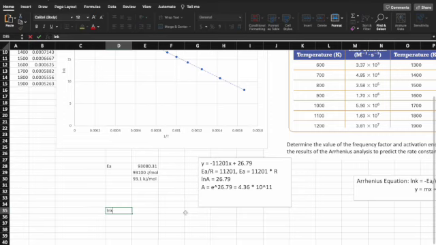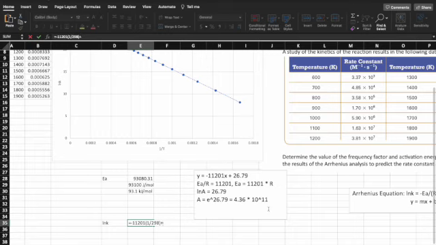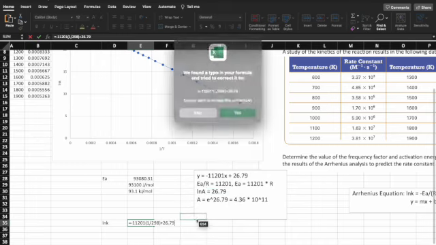So ln of k is equal to negative EA by R. Now EA by R we already know is this value out here, which comes from the equation of the straight line. So that's minus 11201, and then the temperature is actually 1 over x. So really that's times 1 over 298 Kelvin. That's the temperature we're given. Okay, and plus ln of A, which is also given to us, which is 26.79. And then we just hit enter.